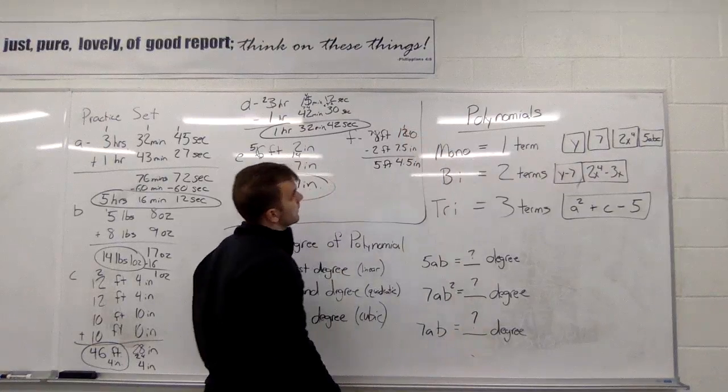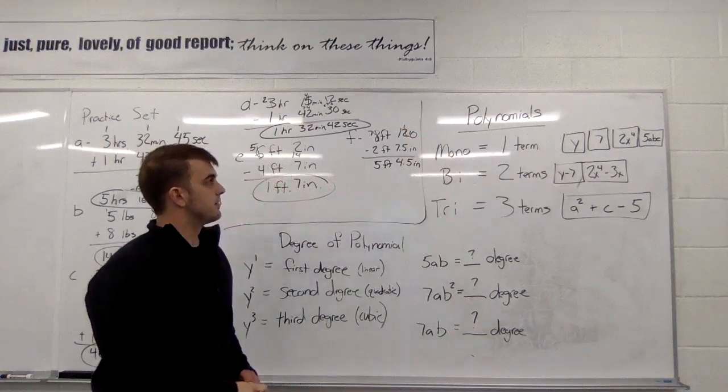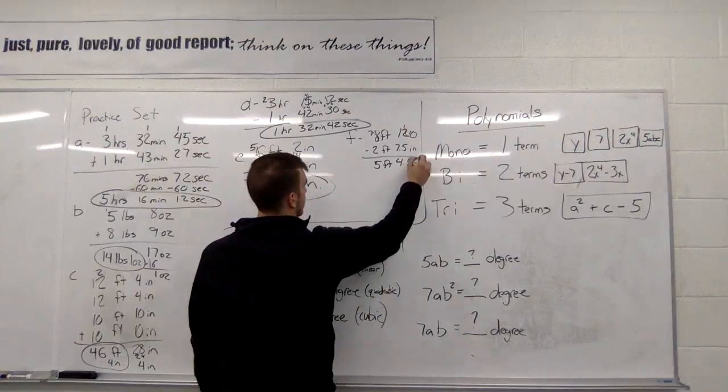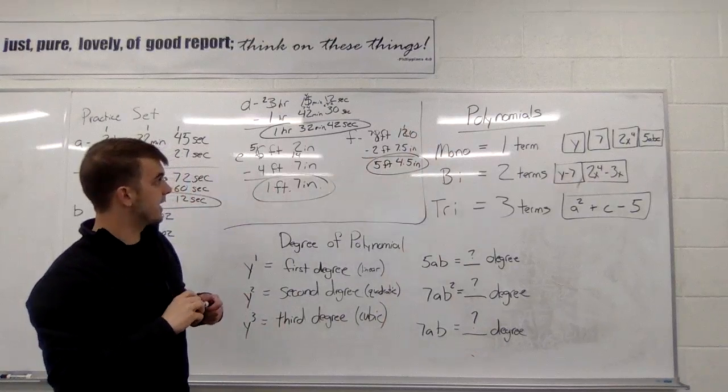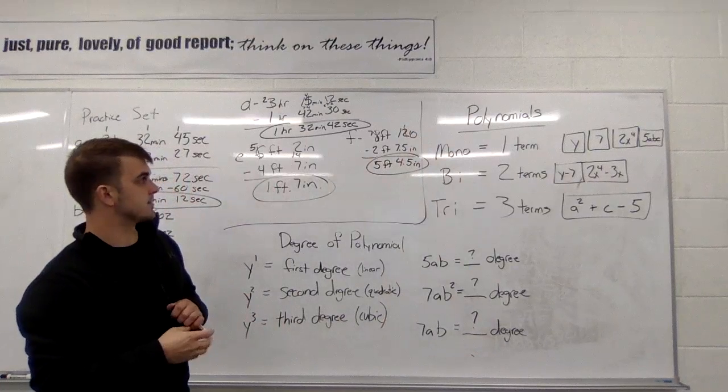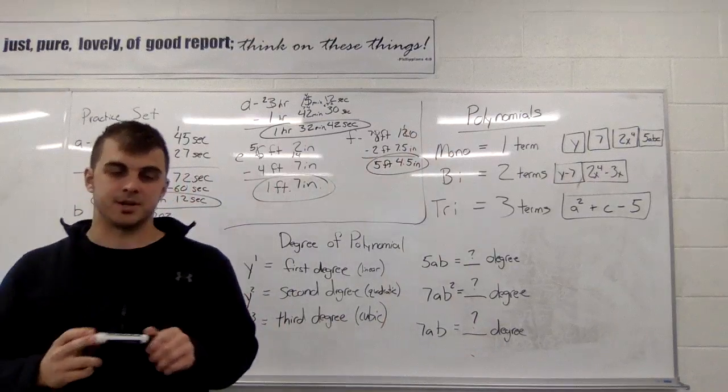Yeah, 4.5. So 5 feet, 4.5 inches is what is left from the board there. So that is adding and subtracting mixed measurement numbers.